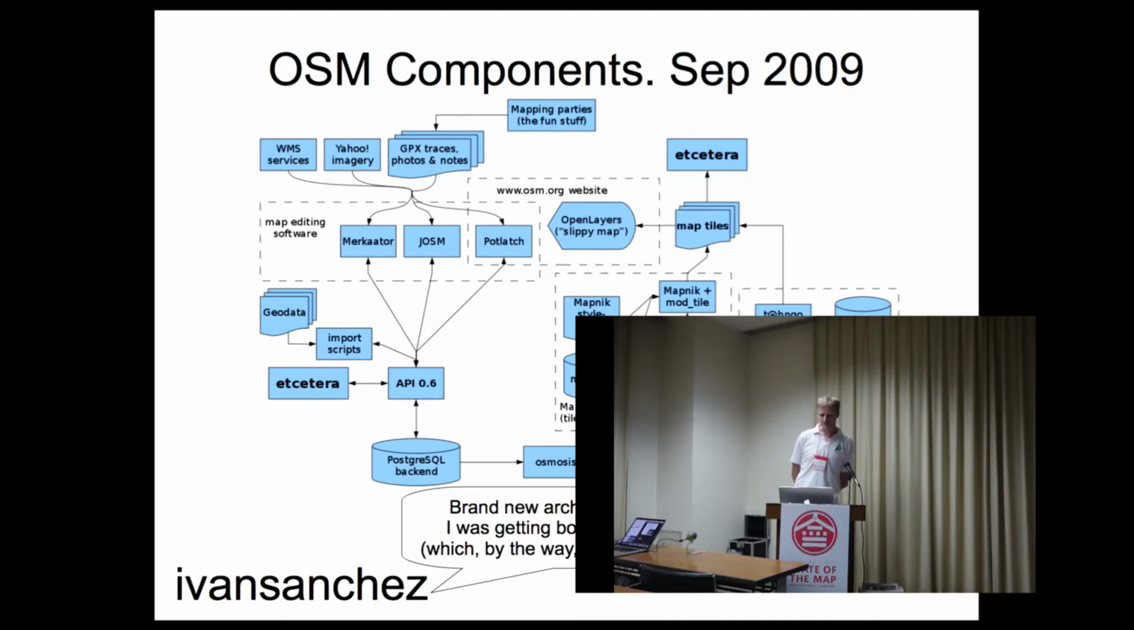With the wiki comment, he said, brand new architecture diagram. I was getting bored of the old one, which, by the way, looked amateurish. Thank you very much, Ivan Sanchez. But he was right, wasn't he? It was looking a bit amateurish. This is looking more impressive, at least. Although, obviously, going for more complexity in the diagram, which may or may not be a good thing.